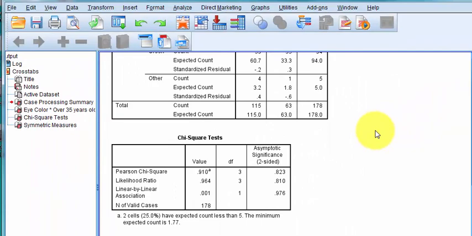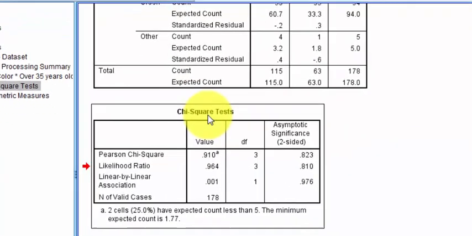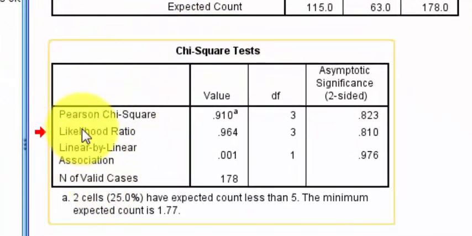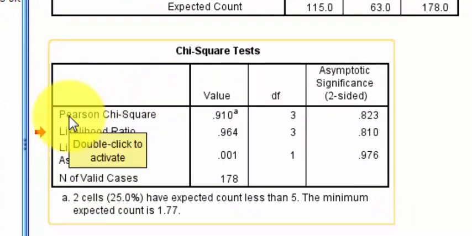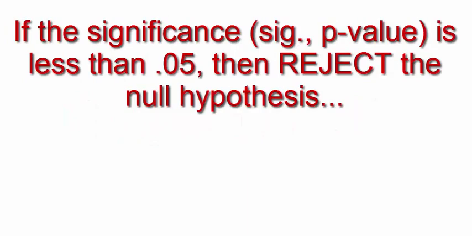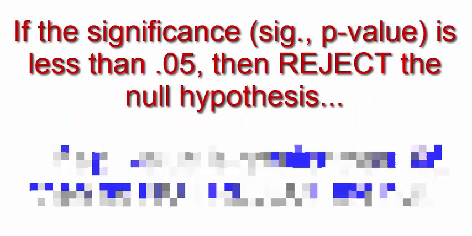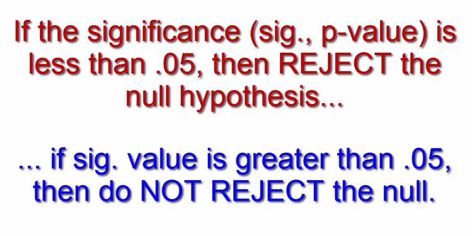But to check the significance, you simply go to the chi-square text box. See that? It says Pearson's chi-square. Same guy that did the correlation. So the significance value is 0.823, which is not under 0.05. Therefore, you cannot reject the null. This was muy importante. Make sure you understand this, right? If the sig value, the p-value, is less than 0.05, reject that null. If the sig value is greater than 0.05, do not reject the null.